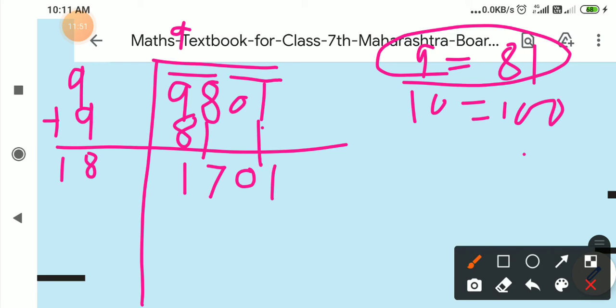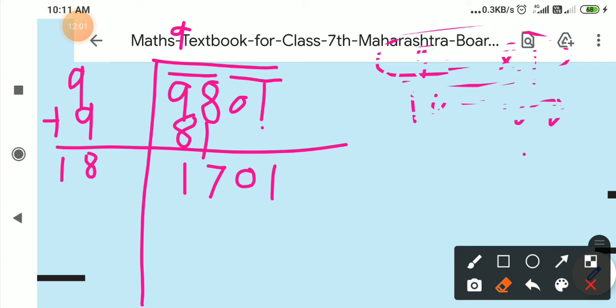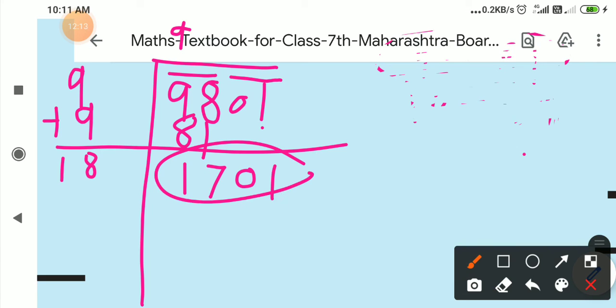This group we copy here. Now we have to find such a number that, if we put that number in front of 18, the multiplication gives 1701, otherwise this number or a smaller number.